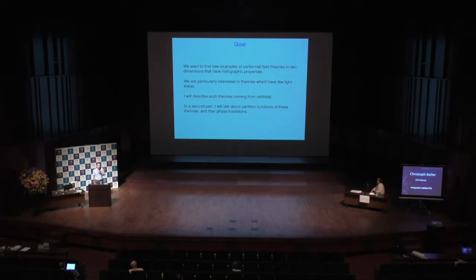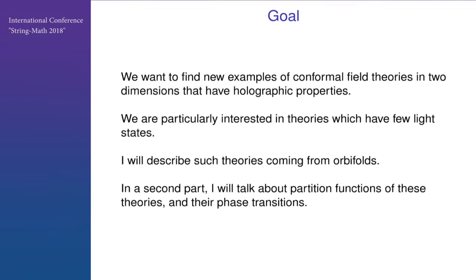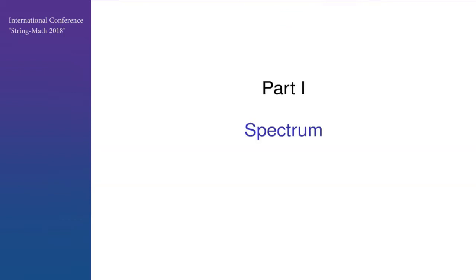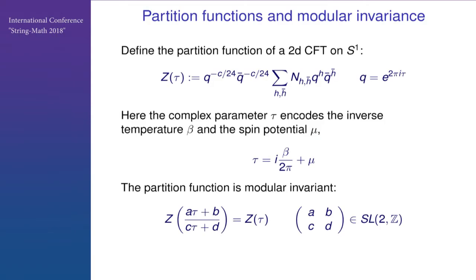The main part of this talk is going to be a description of various constructions of orbifold theories and what their light spectrum looks like. And finally, if there is time, I will also talk a little bit about the application of such theories, basically computing partition functions and looking for phase transitions. Let's get started on orbifolds and their spectrum.